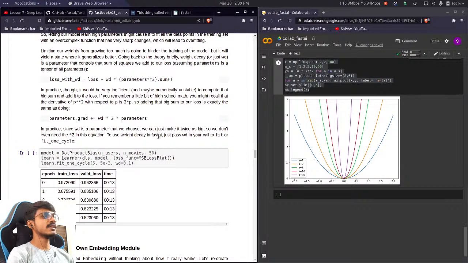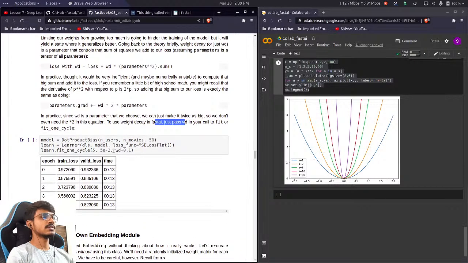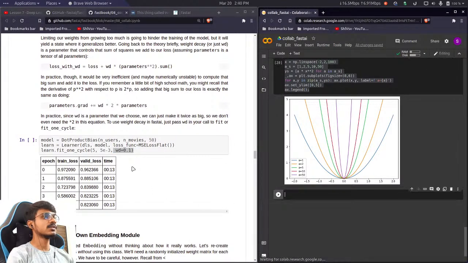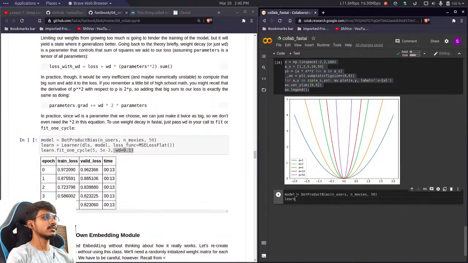To use weight decay in fastai, just pass wd. Okay, we can directly pass the wd parameter and it will select the regularization. Okay, then let's do that. Let's get the model now. Model is equal to dot product with bias. We have n users and movies and 50 latent factors.